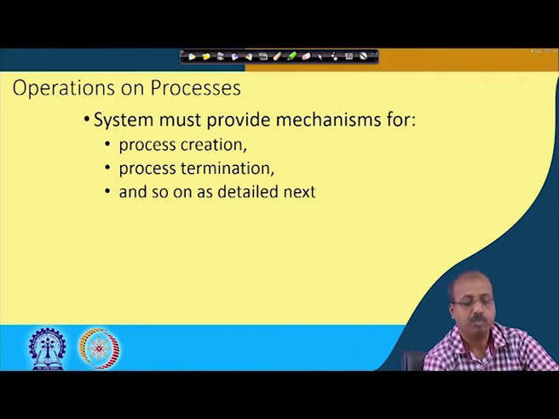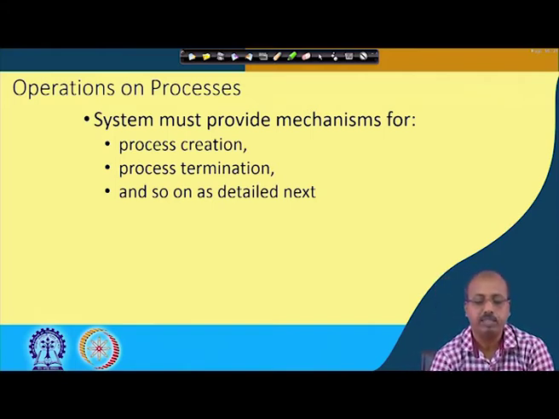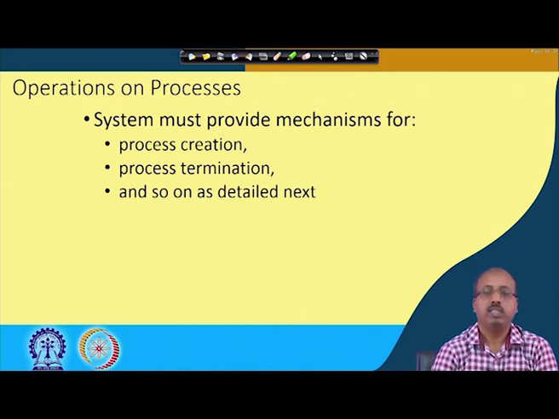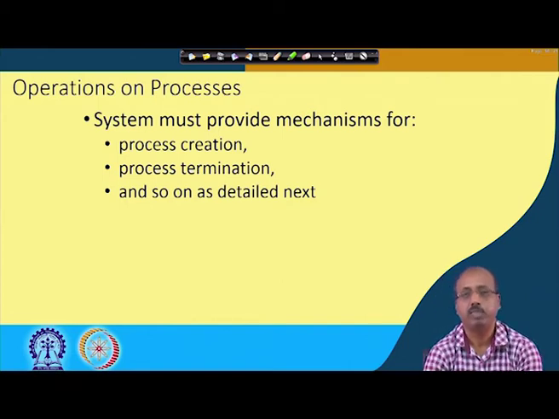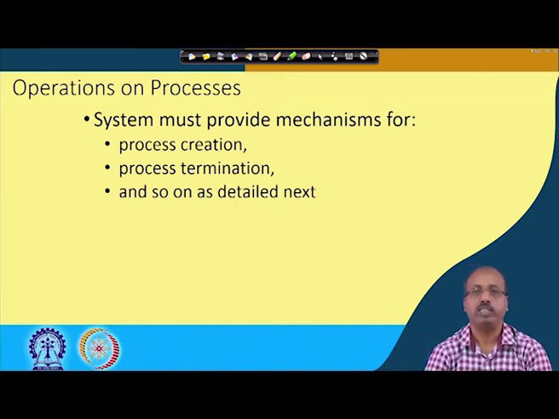Next, coming to the operations on processes. The system must provide mechanisms for process creation, process termination, and many other things that we will see slowly. Process creation means I should be able to create a new process where I will try to do something new, and then a process has to be terminated. It may be voluntary or involuntary termination. Voluntary termination is when the process ends, telling that it is over. Sometimes processes misbehave, and the system administrator has to intervene and terminate the process. So, both of them are required.